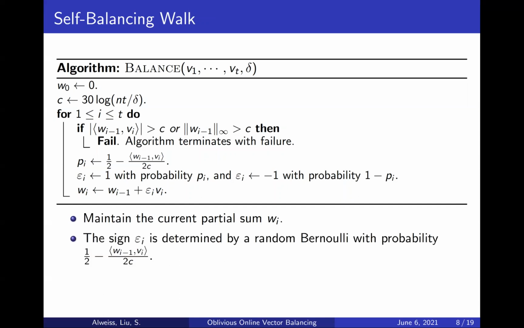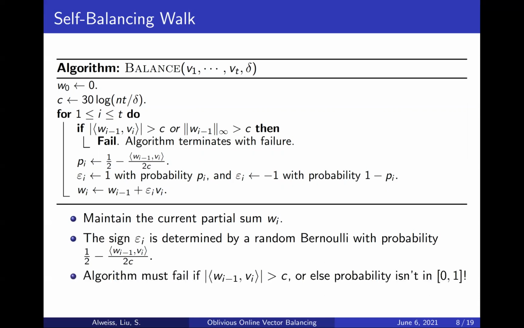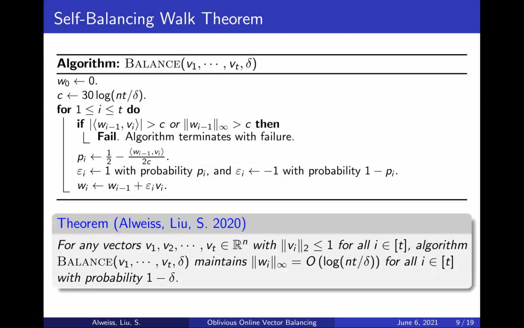So you maintain a partial sum. You assign a sign, which is a random Bernoulli with probability a linear function of the inner product. And the algorithm fails if the inner product is too large or the probability is outside of 0 and 1. And the main theorem is this works. So this gives a log nt over delta L infinity norm bound with probability 1 minus delta.